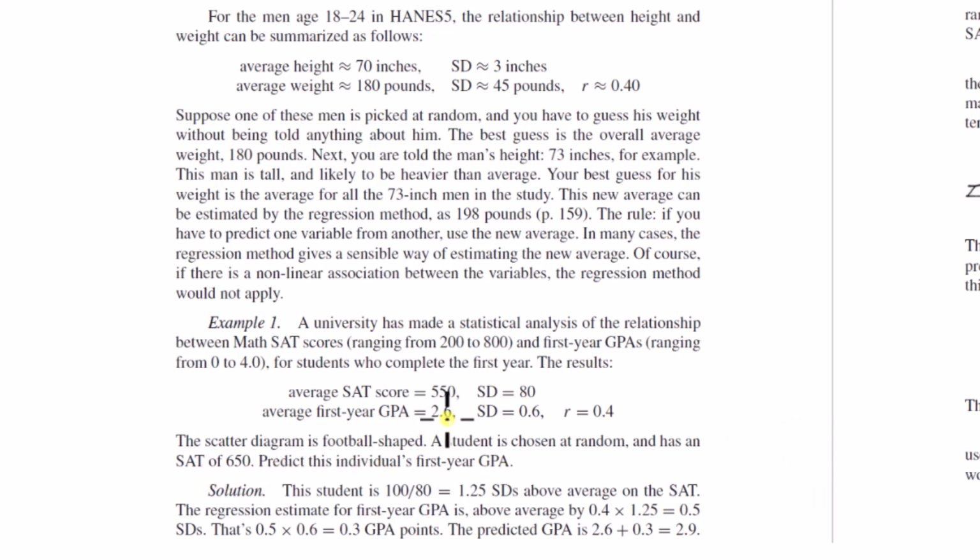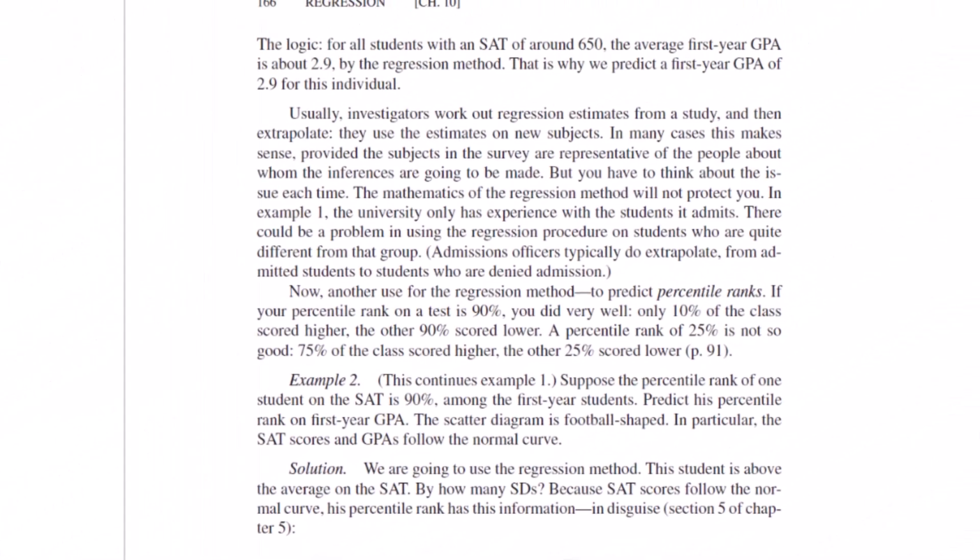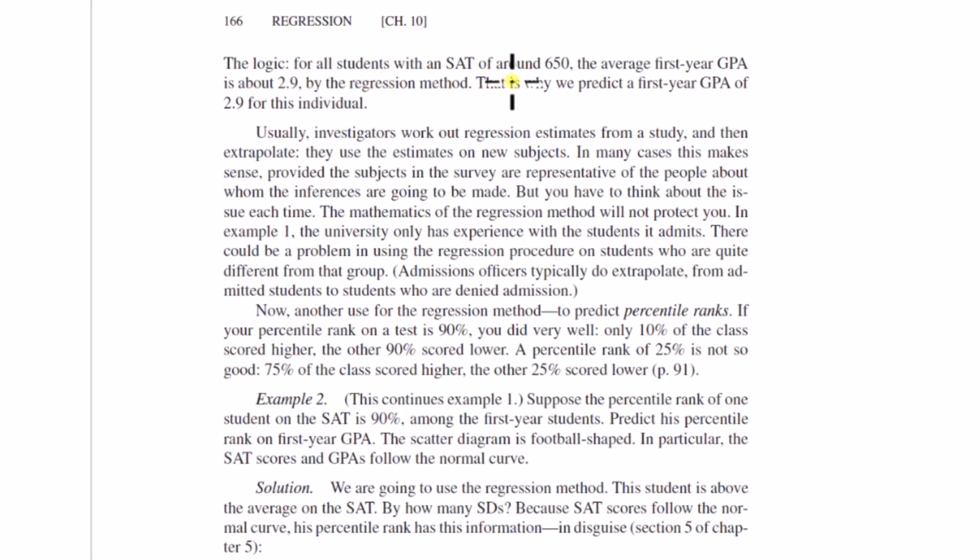All right, so you just do how far is 650 from the average in terms of standard deviation? So 100 divided by 80. Okay, now get that same standard deviation in the y direction, the GPA direction, but then multiply by 0.6. And it's going to be that increase in GPA from the average. That's what they do, and they get 2.9 GPA. The logic: for all students with an SAT of around 650, the average first-year GPA is about 2.9 by the regression method. That is why we predict a first-year GPA of 2.9 for this individual.